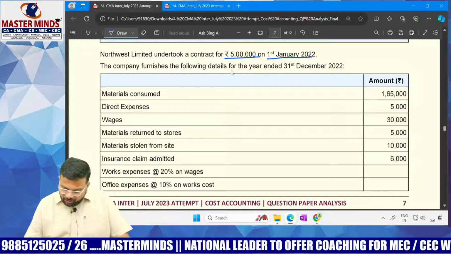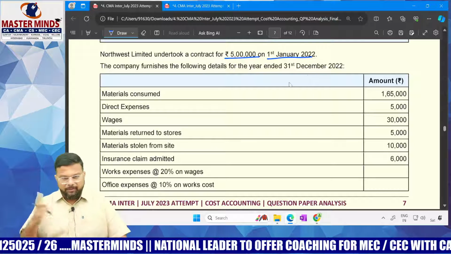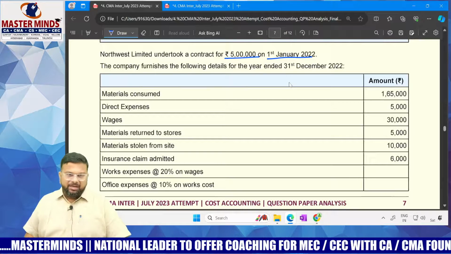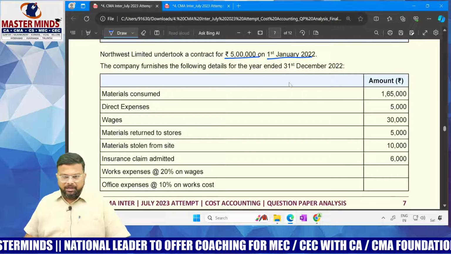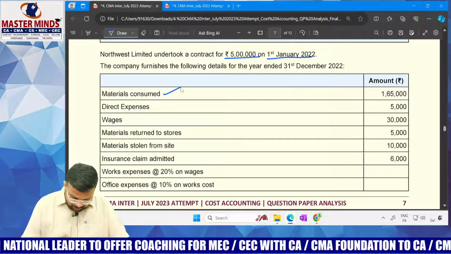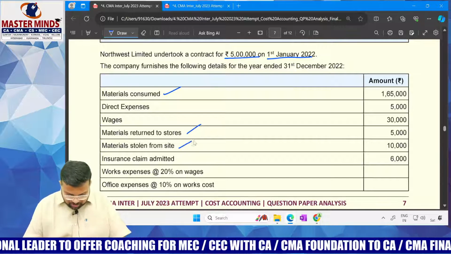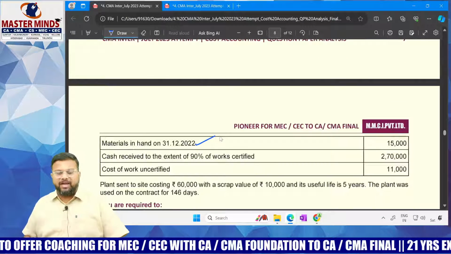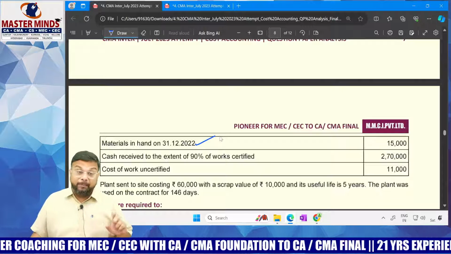The company furnishes the following details for the year ended 31st. So 12 months information is given. The contract price is 5 lakhs. Material consumed is given. Direct expense is given. Wages are given. Material returned to stores is given. Material stolen from site is given. So see, by using material consumed, material returned to stores, material stolen from site, and closing balance of material, we need to find out material purchased.